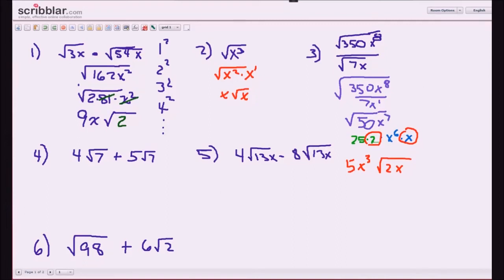So number 4, now this is where square root starts to get a little unique. So now we have addition and subtraction. So number 4, 5, 6, addition and subtraction. This is actually so much easier than what it looks. For example, everyone knows now that you can do 4x plus 5x, and we know that that's going to equal 9x.